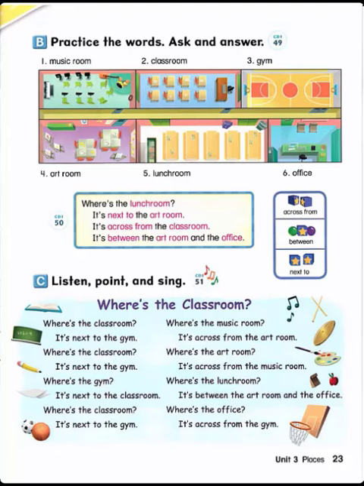Page 23. C. Listen, point, and sing. Where's the classroom? Where's the classroom? It's next to the gym. Where's the classroom? It's next to the gym. Where's the gym? It's next to the classroom. Where's the classroom? It's next to the gym. Where's the music room? It's across from the art room. Where's the art room? It's across from the music room. Where's the lunch room? It's between the art room and the office. Where's the office? It's across from the gym.